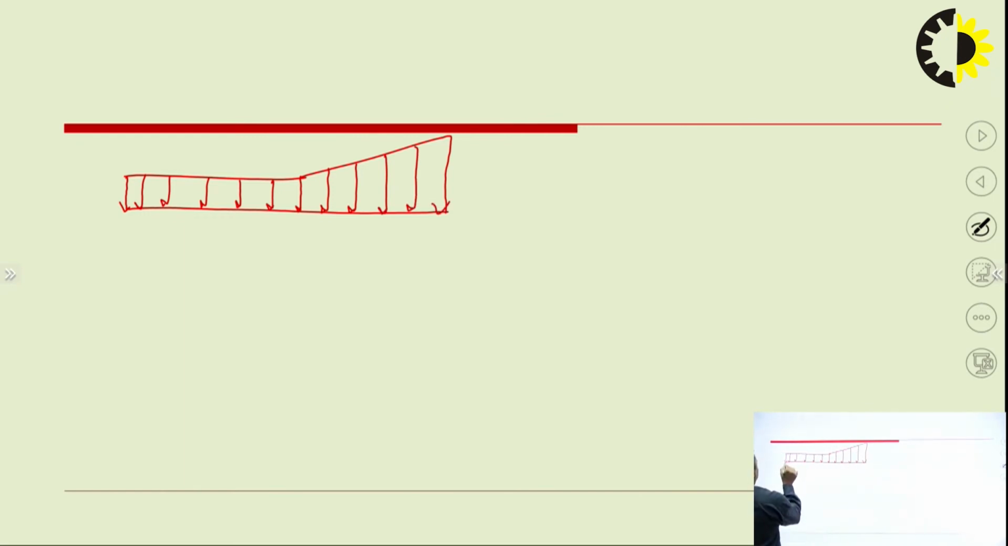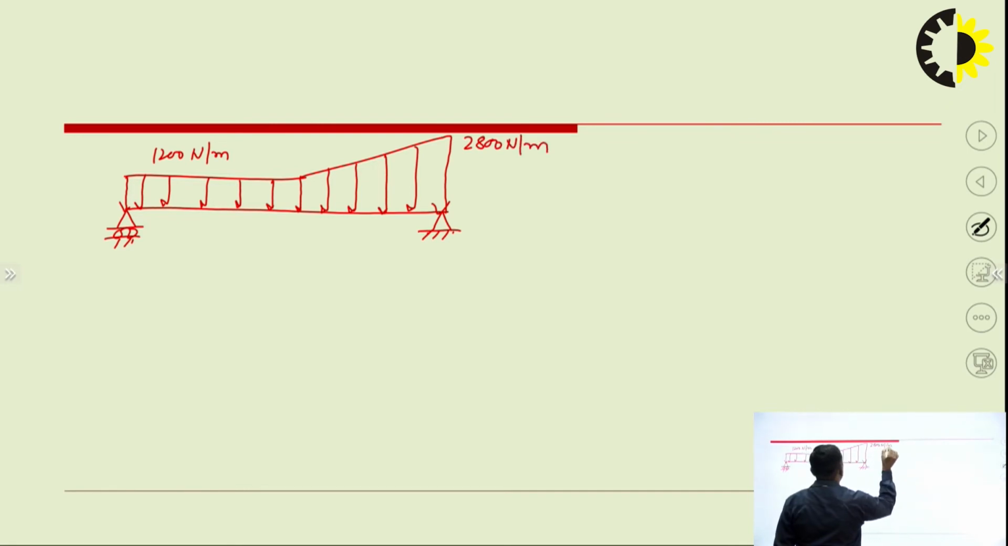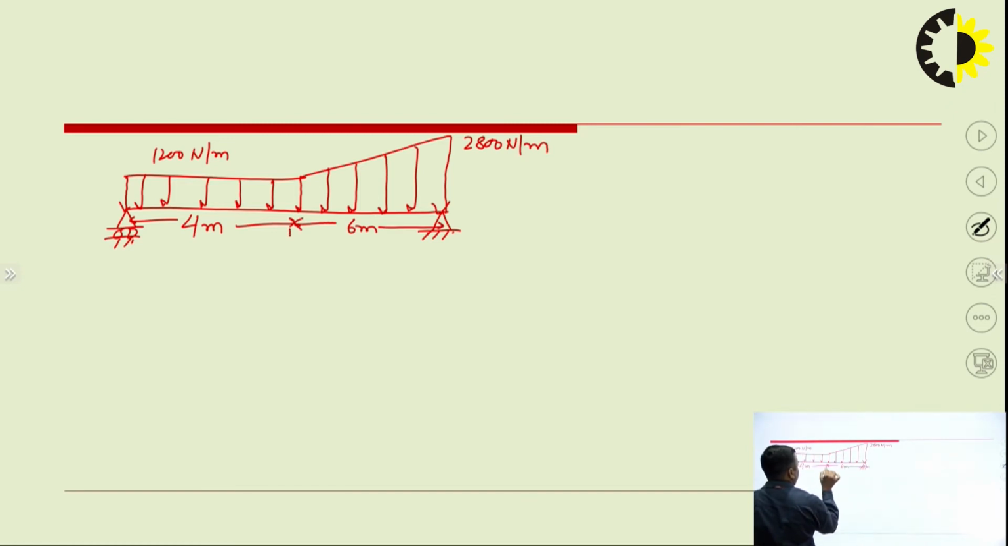Okay, and this end is roller. At this end, I can say the hinged one. The intensity here is 1200 Newton per meter, and intensity here is 2800 Newton per meter, and the distances are 4 meters up to this point and 6 meters up to this point. Okay. Now this is A and it is B. Any problem? Can we solve this? Yes, this is the simply supported beam subjected to UDL and UVL.